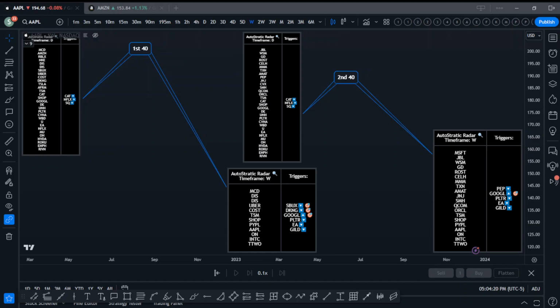One of the ways I think I can help today is just showing people how I go about creating my watch list. First and foremost, all the tools that I use right now are the autostratic radar. If I can begin showing my screen so you can see what I see, give me a 1 in the chat if you can see it. Cool.